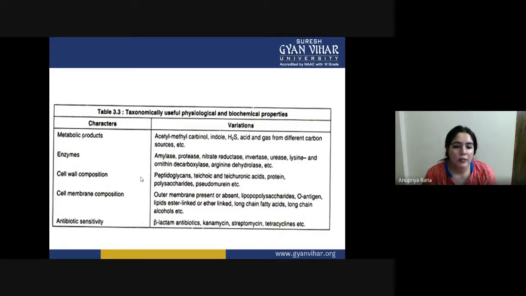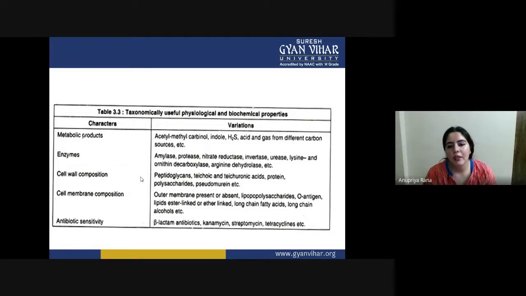Lipopolysaccharides, O antigen, lipid, ether linked, long fatty chains, long chains of alcohol. So, what kind of membrane is present? That also matters. Sometimes it can be made of fatty acids, sometimes it is based on alcohol, sometimes it is based on antigen, lipid, polysaccharides or proteins, depending on the cell.